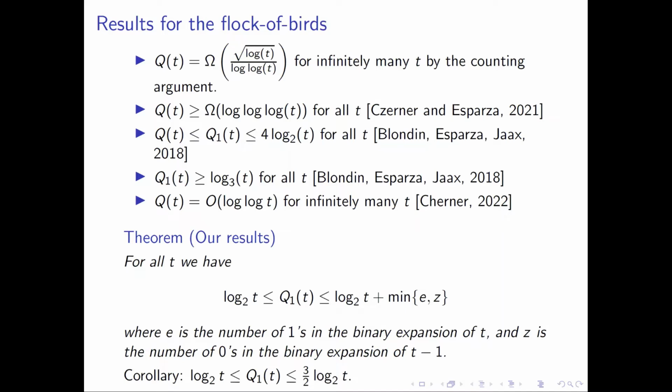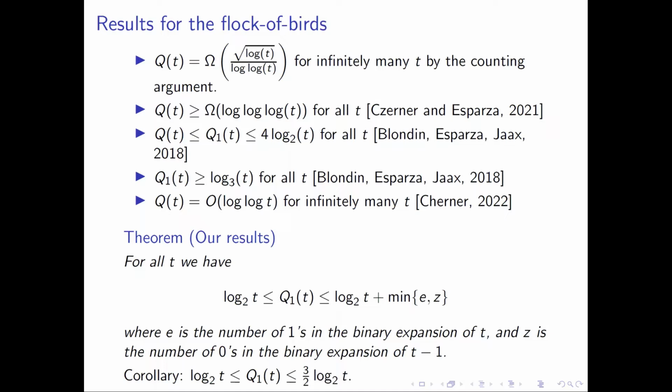So our result is that we have shown that for all t, Q1 of t is at least the binary log of t, so it's better than just log t base 3. And at most the binary log of t plus the minimum of 2 quantities. One quantity is E, and this is the number of ones in the binary representation of the threshold. And the other quantity is Z, and this is the number of zeros in the binary expansion of t minus 1.